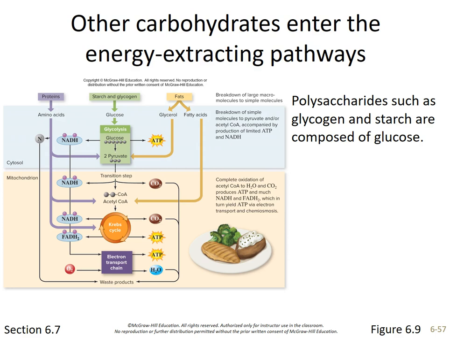Okay, other carbohydrates enter energy extraction pathways. Polysaccharides from our diet, like glycogen and starch, are composed of glucose. They just have to be broken down, and that's what your body does in the digestive process. So we can take proteins, starch, and glycogen and fats and break them all down into glucose. Breakdown of simple molecules to pyruvate and acetyl-CoA accompanied by production of limited ATP and NADH.